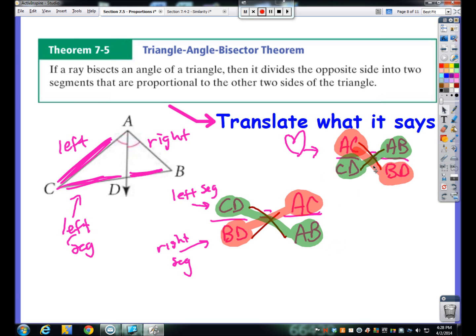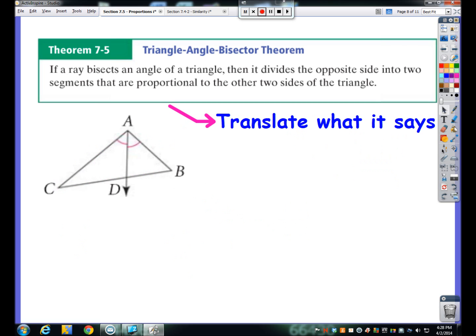So you can set this up one of two ways. And the only way you can really screw it up is if you take a left piece and try to match it up with a right piece. You can't do AC over DB is equal to AB over CD. You can't mix and match your two pieces here.